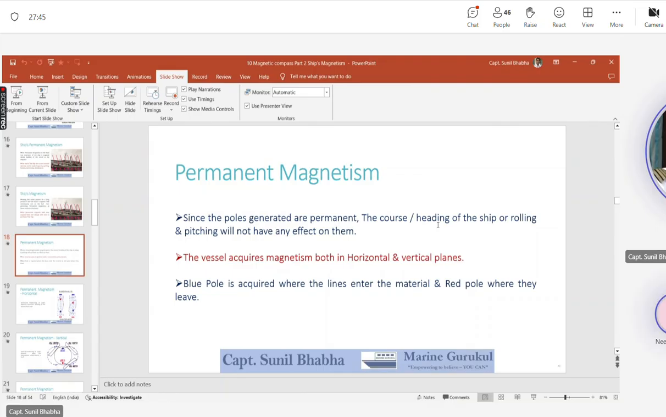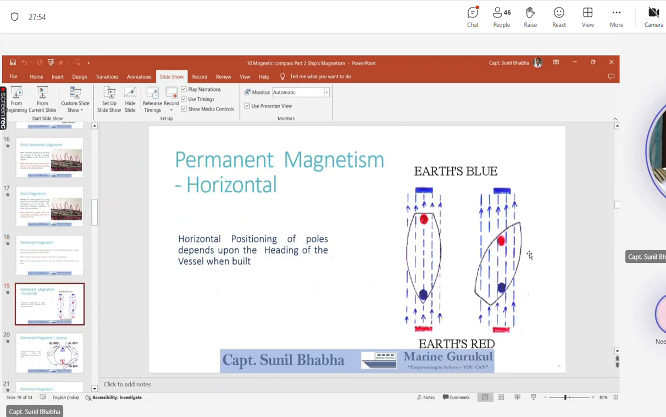Okay, got it. And sir, in this case, the next slide, the northeasterly heading of the ship, the poles which are acquired permanently will have less, what do you say, this effect? You cannot say less effect. The effect will be there, but it will be in a different orientation. We will discuss how the poles in different directions affect the compass.